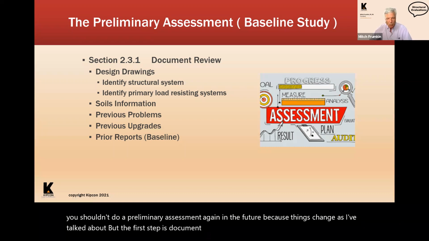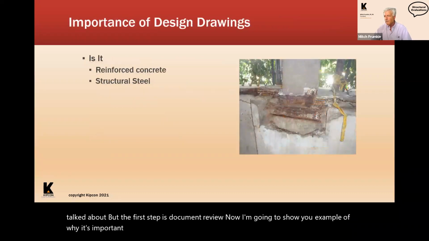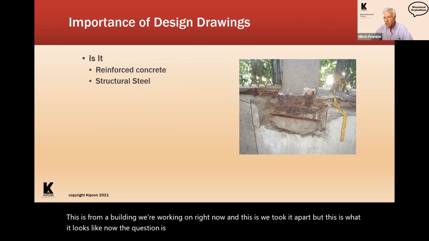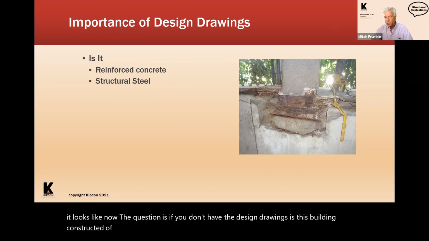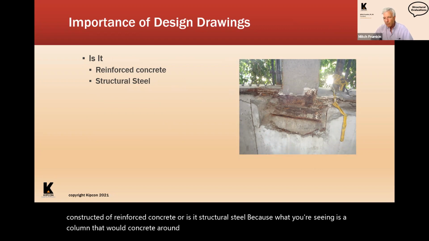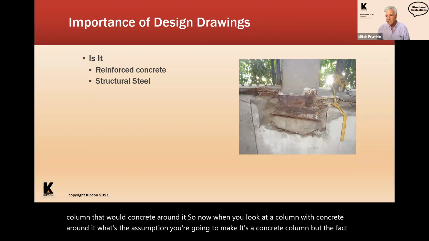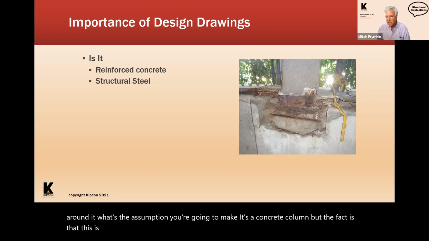Now I'm going to show you an example of why it's important to have the drawings. This is from a building we're working on right now. We took it apart, but this is what it looks like. Now the question is, if you don't have the design drawings, is this building constructed of reinforced concrete or is it structural steel? Because what you're seeing is a column with concrete around it. So when you look at a column with concrete around it, what's the assumption you're going to make? It's a concrete column. But the fact is that this is a steel column encased in concrete.